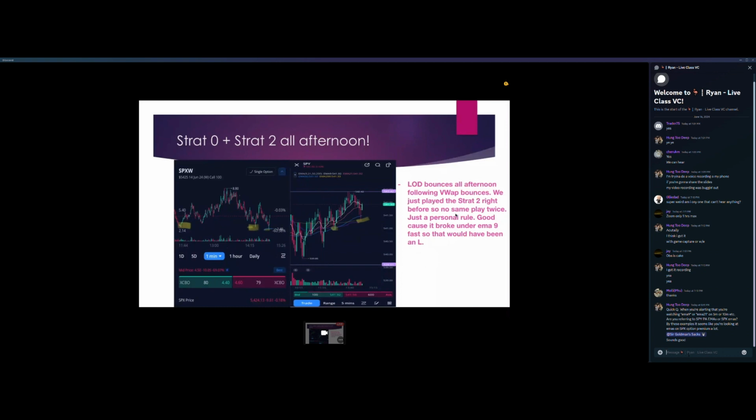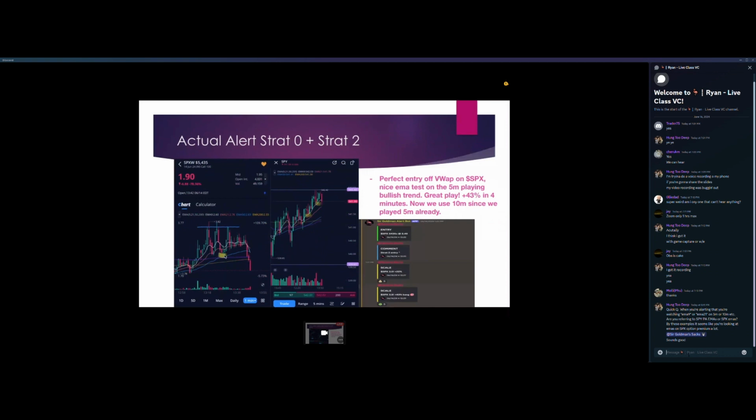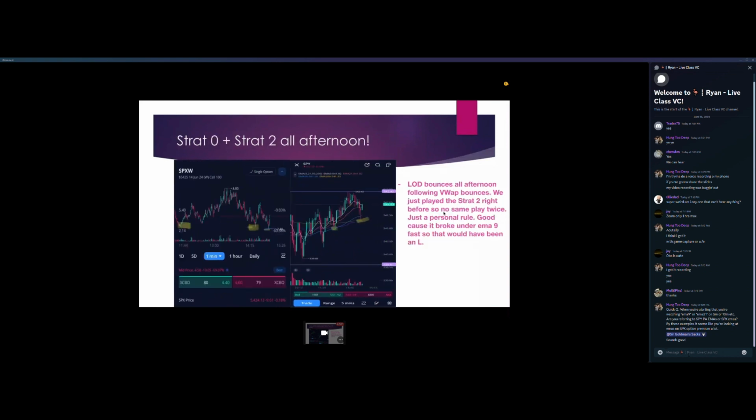Okay, so we just played the strat 2 right before. So this was strat 2, because XPX, remember, XPX is strat 2 because it's VWAP. We just played this. So no same play twice, just a personal rule, because I don't like playing the same setup twice. Good because it broke under EMA 9 fast, so that would have been an L. It broke EMA 9 right here. So I would not have played this anyways because this is already the second retest right here.